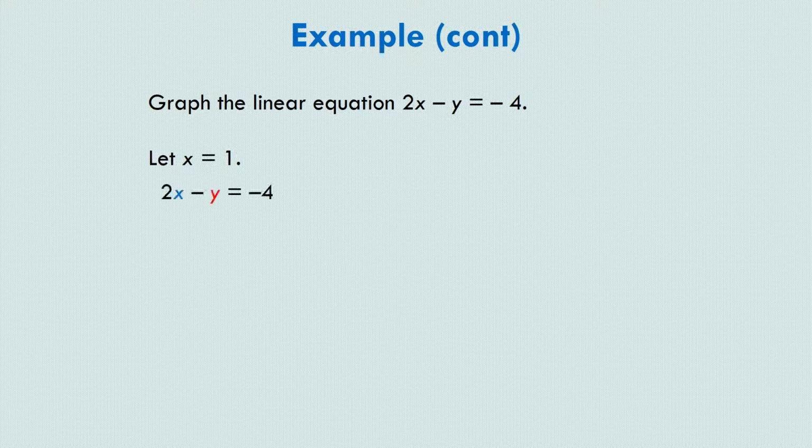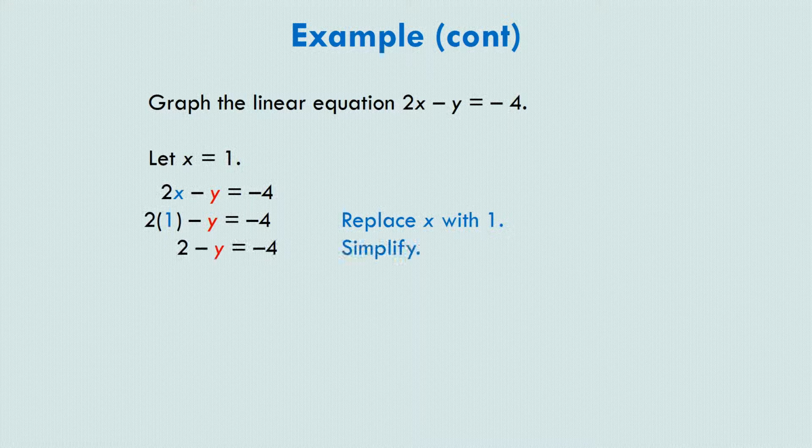So we have x equals 1. Wherever x is, I'm going to plug in 1. I'm going to simplify. And when I simplify, I get 2 minus y equals negative 4.